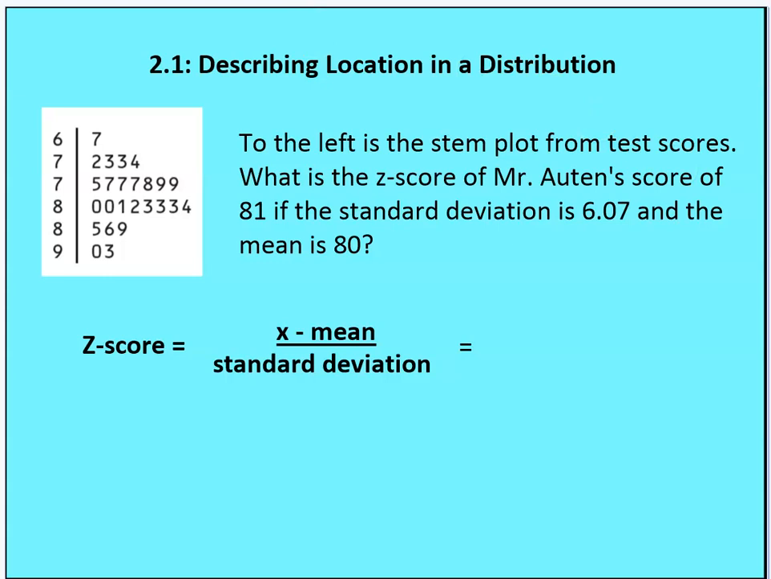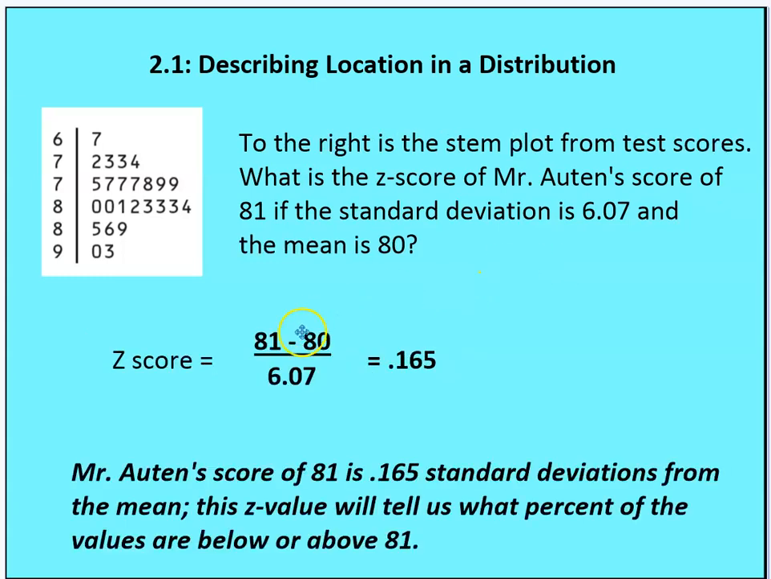All right, so you can take a moment here to calculate this, and then I'm going to give you the answer. So I'm going to take that value 81, the data point, minus the mean, and it has to be in this order because you can have positive and negative z-scores, and that's important. So please put the data point first, then subtract the mean, then divide by the standard deviation. All right, so this means that Mr. Otten's score of 81 is 0.165 standard deviations from the mean, and this z value will tell us what percent of the values are below or above 81.